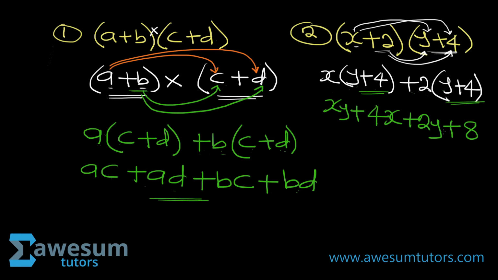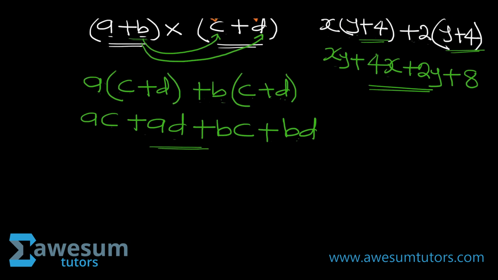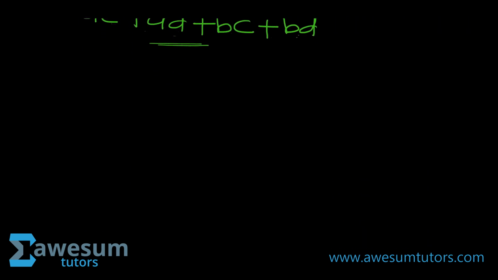Let's take a look if we can simplify this further. xy, there is no other xy, so we cannot add. 4x, we do not have any other term with a variable x that we can add together. 2y, there is no like term for that, and this is a constant 8, there is no like term, so that means this is our final answer. Very good, guys. Let us take a look at another example.